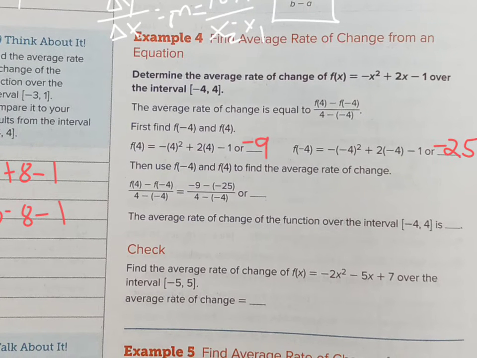Okay, so now all we're doing is plugging it into our little, again, this is just the slope formula. So we're just going to plug it in here. Negative 9 minus a negative 25. Remember, that's negative 9 plus 25. So that would be 16 over 8 for 2. All right, so the average rate of change of the function over the interval negative 4 to 4 is 2. Okay, it could be 2 over 1. A lot of times it is going to be a fraction.